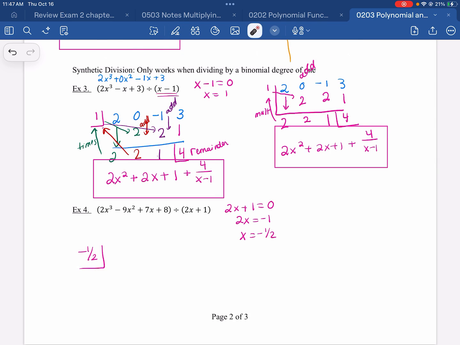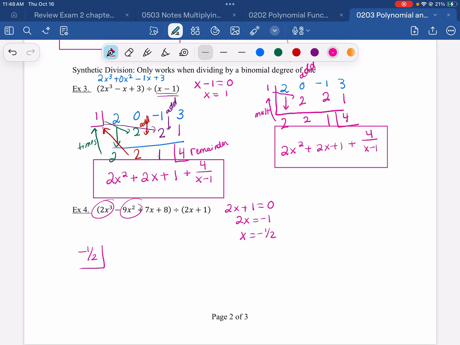Exponents. 3, 2, 1, 0. Great. So, sorry, I said coefficients, but I did exponents. Exponents are 3, 2, 1, 0. Coefficients then are 2, negative 9, 7, 8. Leave a space, draw my line.